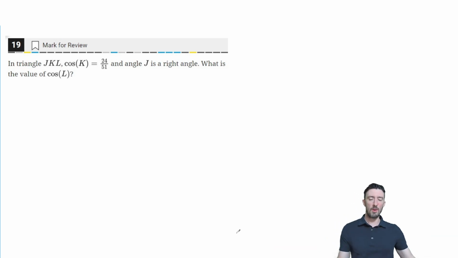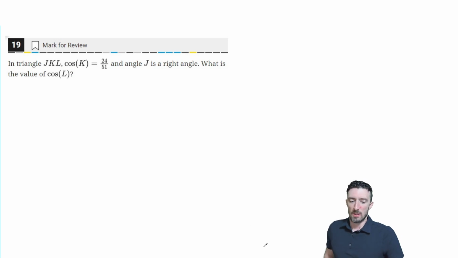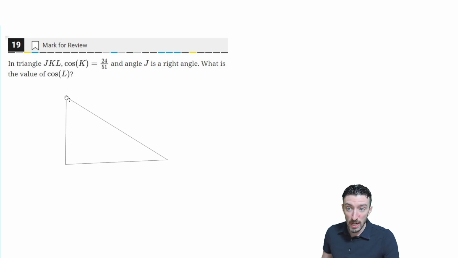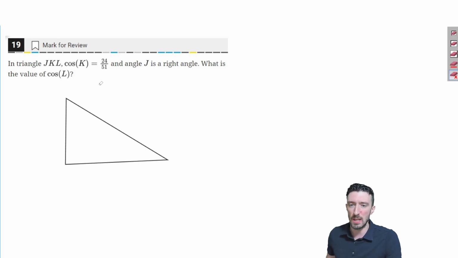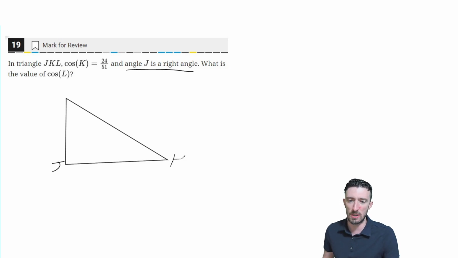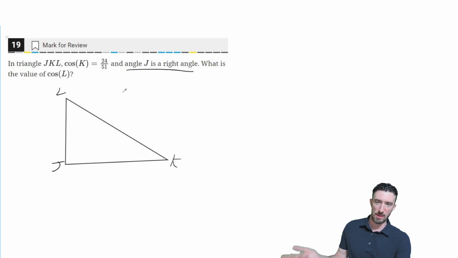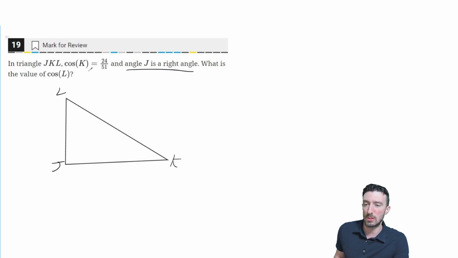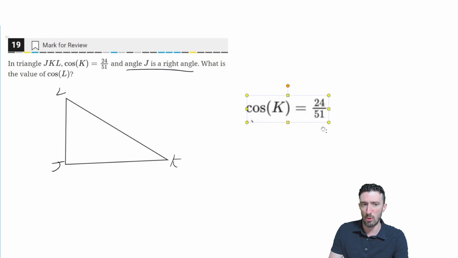Okay, looks like a problem that we can't immediately use Desmos for. So we actually have to draw a diagram. They told us that we got triangle JKL, but can't put J where I just put it because they said J is a right angle. So J goes over here, then K, then L. And they told us that the cosine of K is equal to 24 over 51.